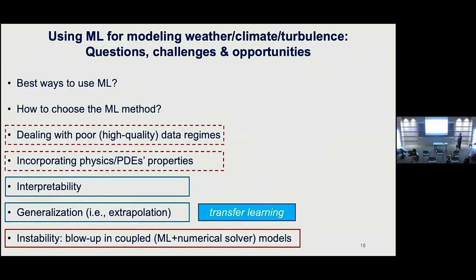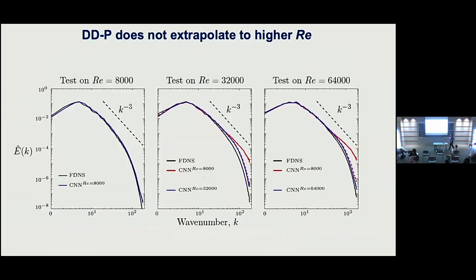the part that I think is the most exciting to us. And this is something we have been doing in the past year or so. This is work that is led by Adam, and that's about using transfer learning to enable extrapolation and then interpreting what's going on with the transfer learning. So one question you might ask is, does this data-driven model extrapolate to higher Reynolds number? And the answer is no, it doesn't.